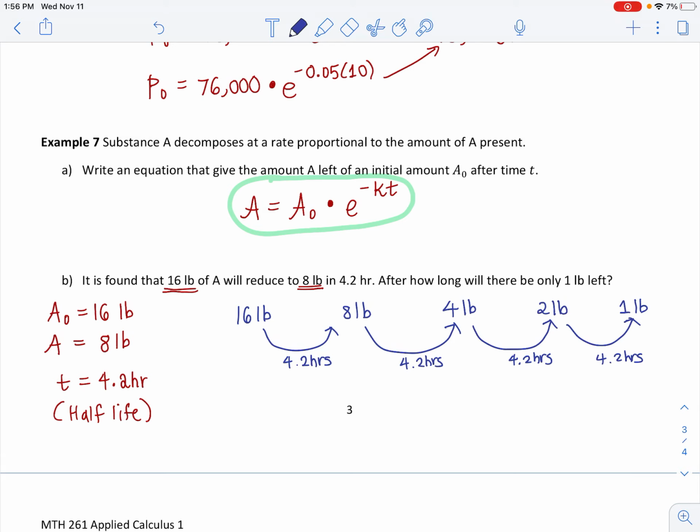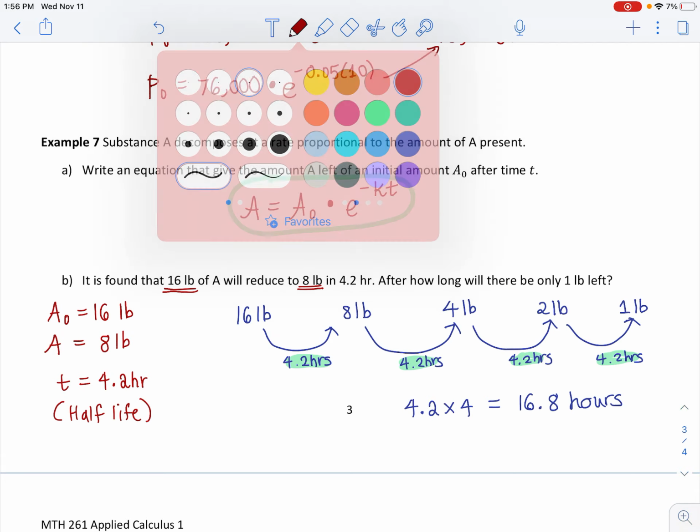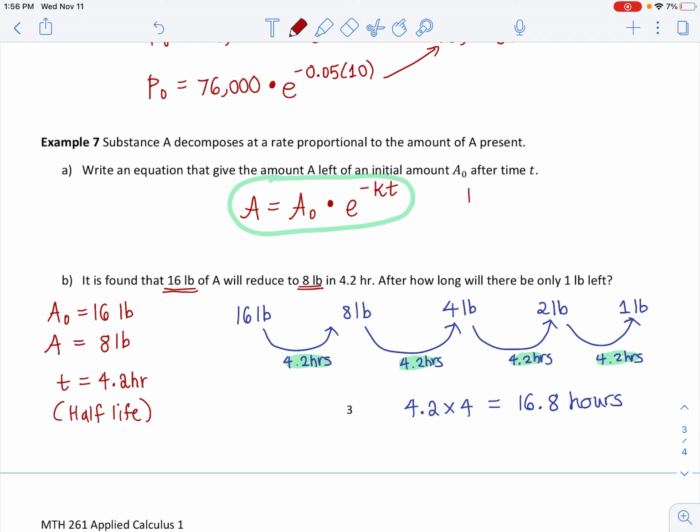But how many half-lives does it take for this substance to become 1 pound if it started from 16 pounds? I am having 1, 2, 3, 4 half-lives. So I can do 4.2 times 4, which is 16.8 hours. So we were able to just solve this using the idea of half-life. But how would I do this using that equation? Let me try that up here.